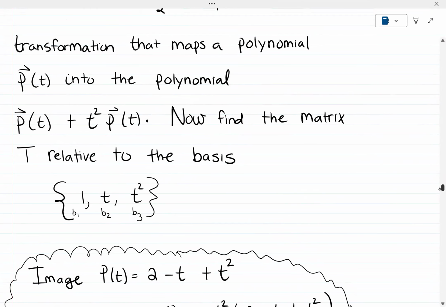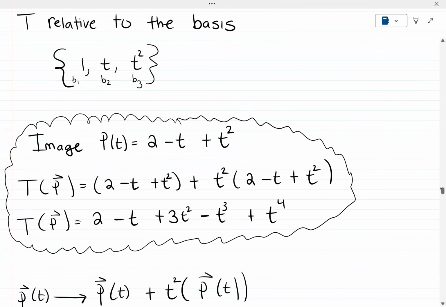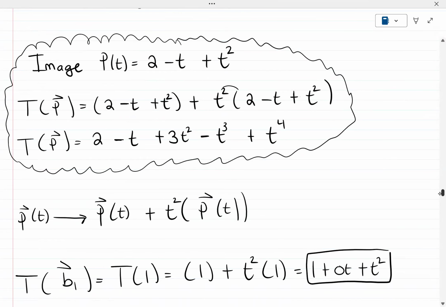Now, let's find the image. So the image is P of T equals 2 minus T plus T squared. So T of P is basically this 2 minus T plus T squared plus T squared times 2 minus T plus T squared. And when you FOIL this out, you get this. So T of P is this. And then what we're going to do is find T of P, which is equal to P of T plus T squared P of T.